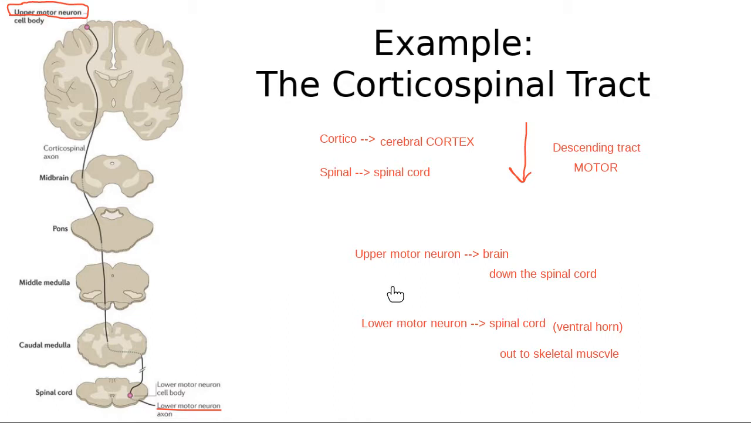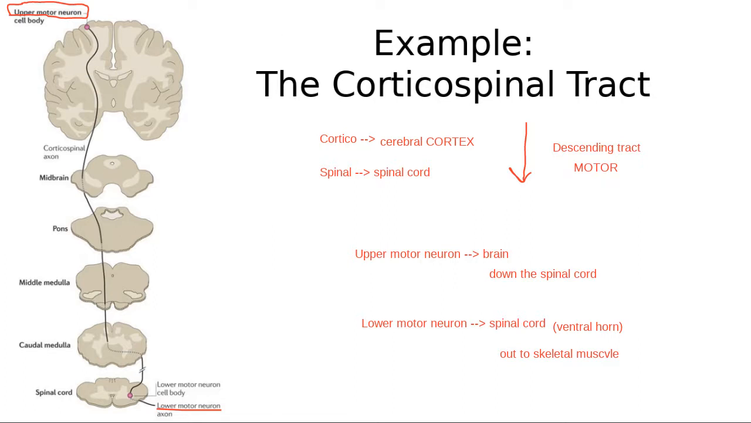Here's kind of an underline highlight star idea. You should never, ever tell me that upper motor neurons or lower motor neurons are found in an ascending tract. You should never tell me that a sensory tract, an ascending tract that's sensory, would ever have an upper motor neuron or a lower motor neuron. These types of neurons are only found in descending tracts.